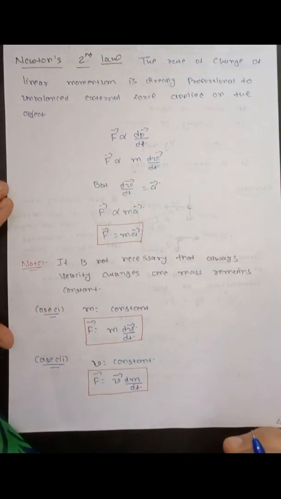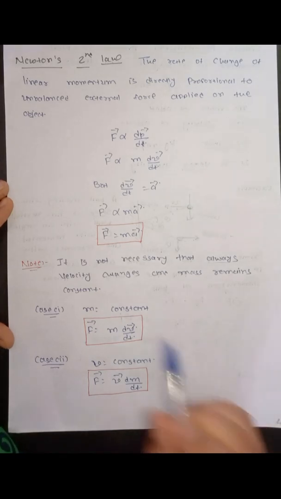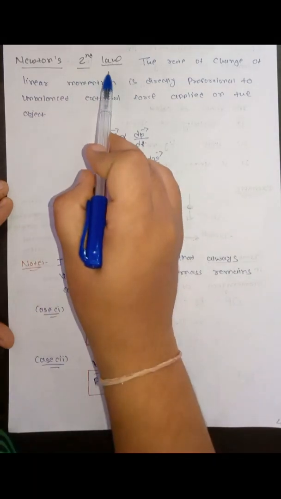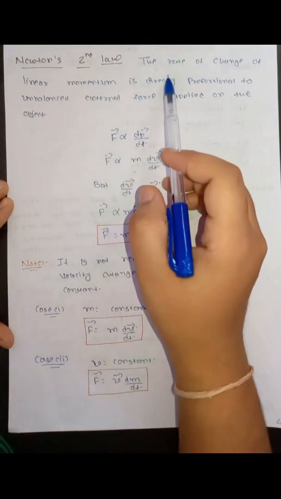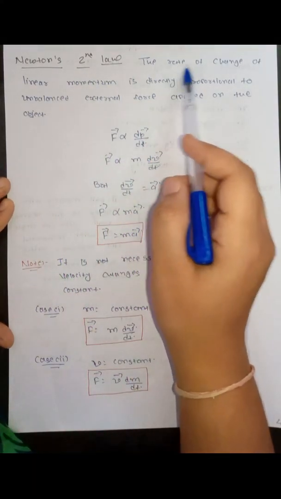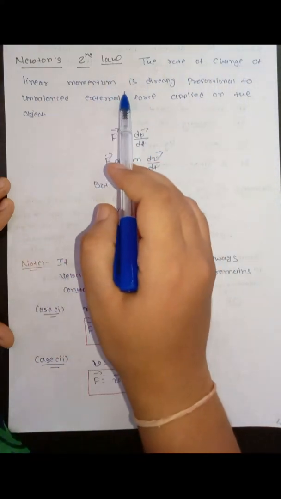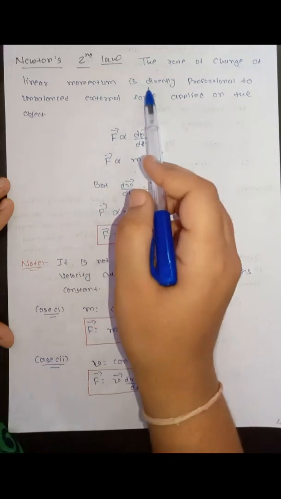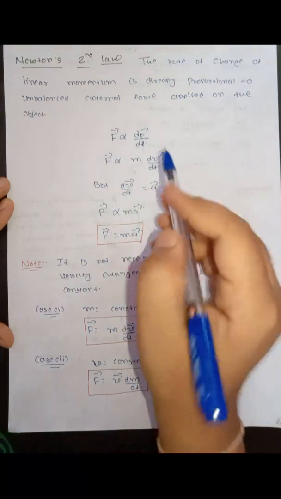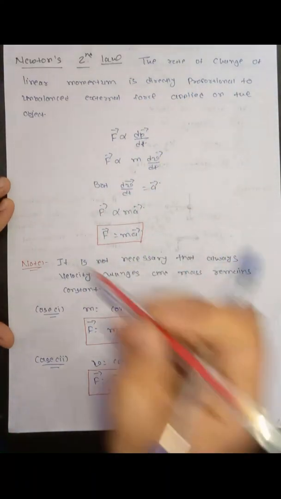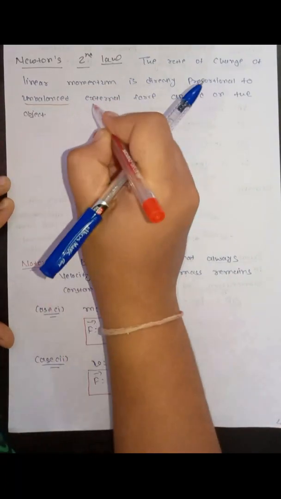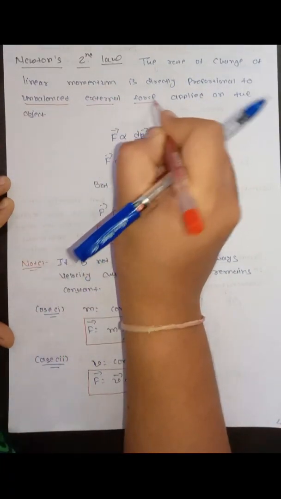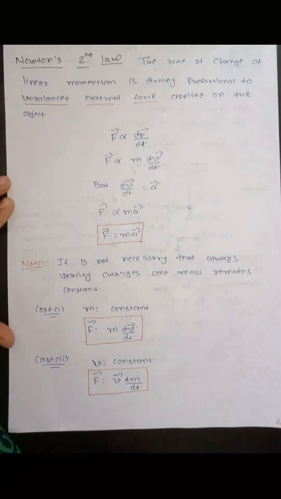After understanding linear momentum and change in linear momentum, let us understand Newton's second law of motion. It states that the rate of change of linear momentum is directly proportional to the unbalanced external force applied. Again, it is talking about an unbalanced and external force.